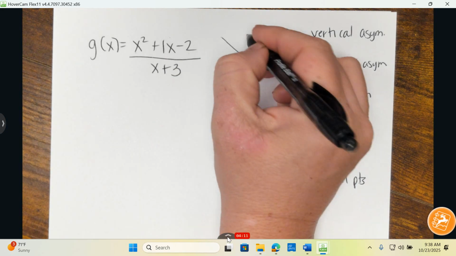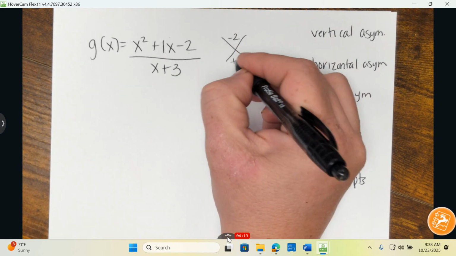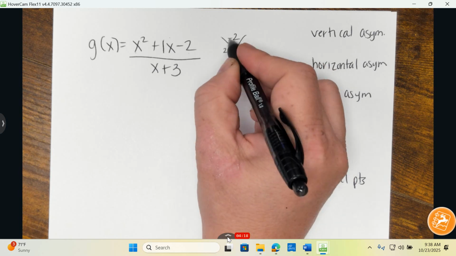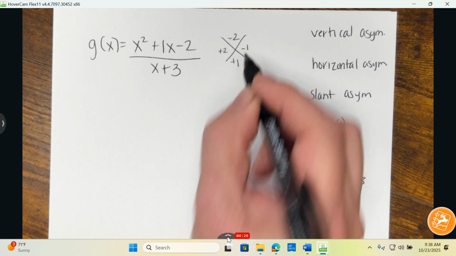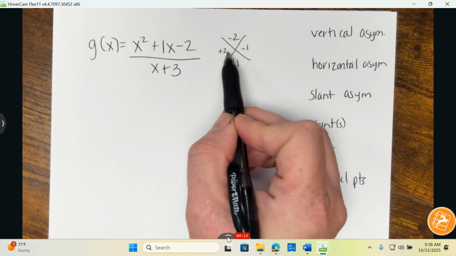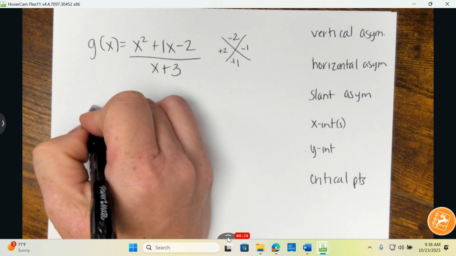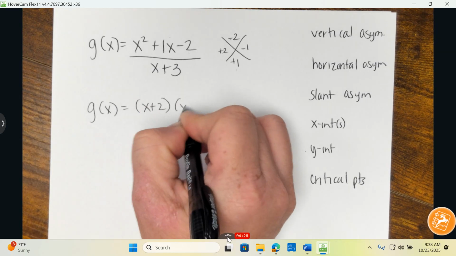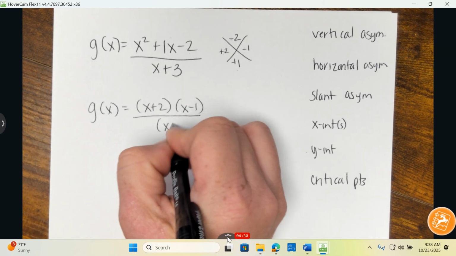So what multiplies to equal negative 2 and combines to equal positive 1? That's going to be a 2 and a 1. They have to be different signs. A positive 2 and a negative 1. It multiplies to equal negative 2 and it combines to give us 1. So I'm going to rewrite this as in the numerator x plus 2 and x minus 1 over x plus 3.